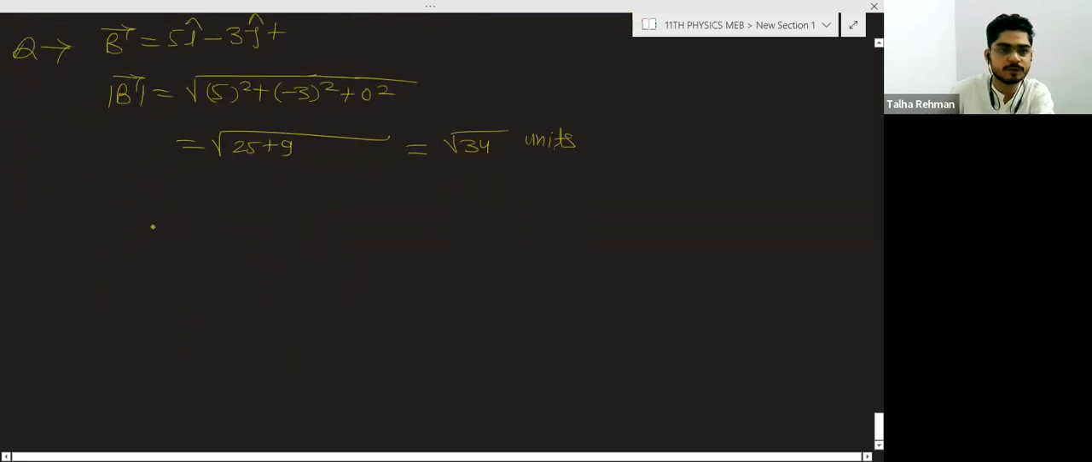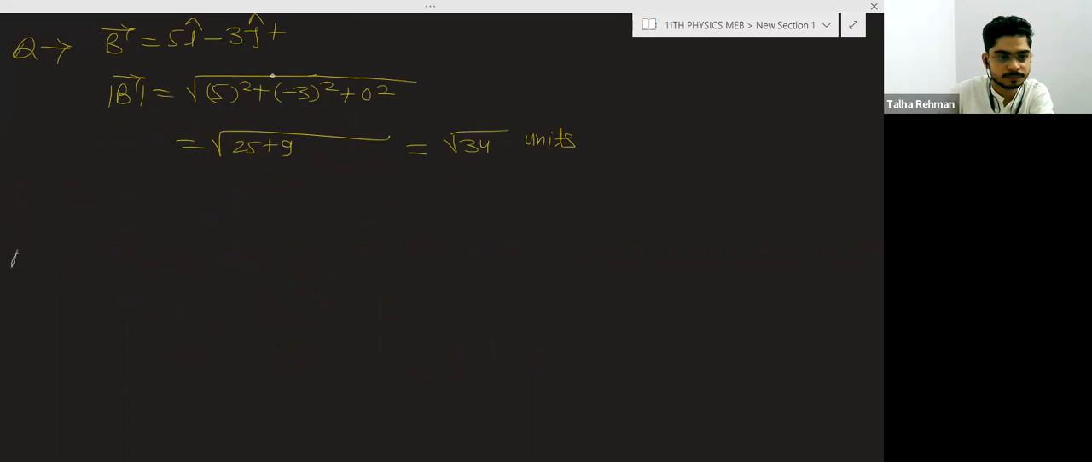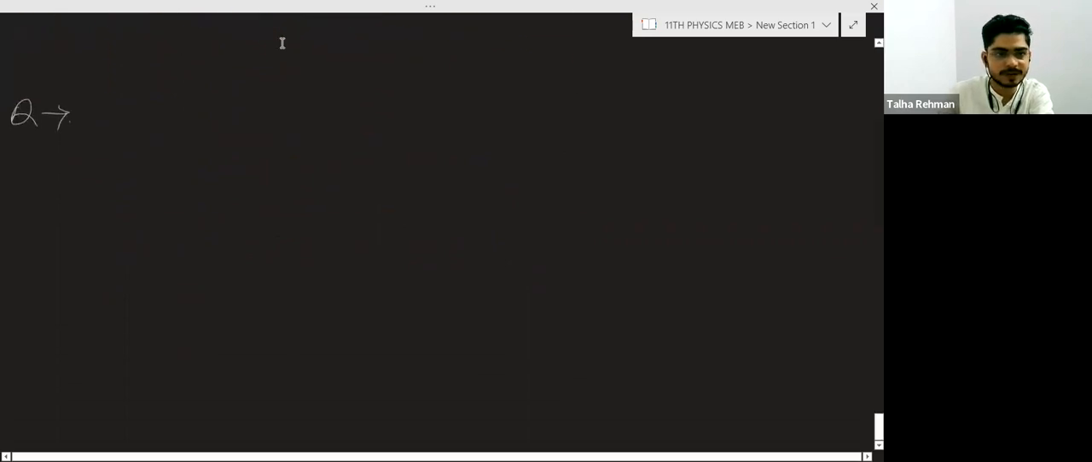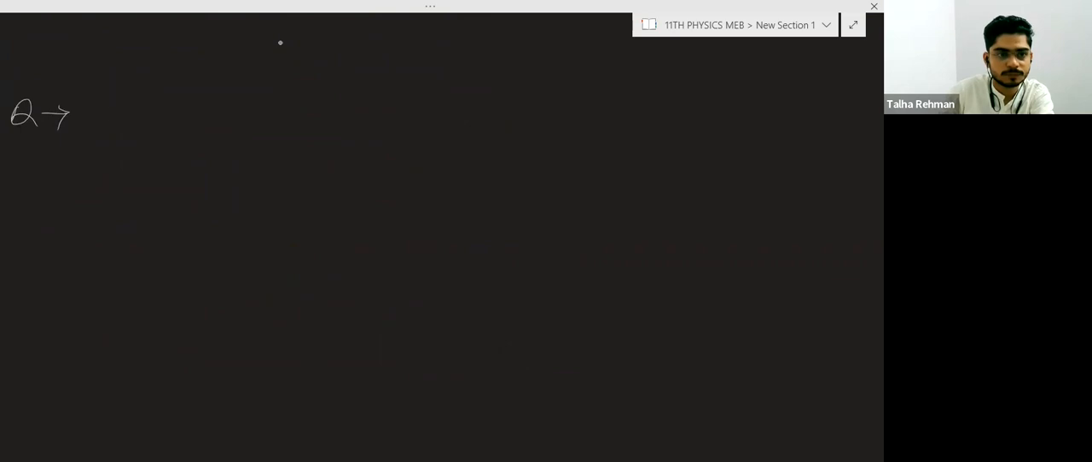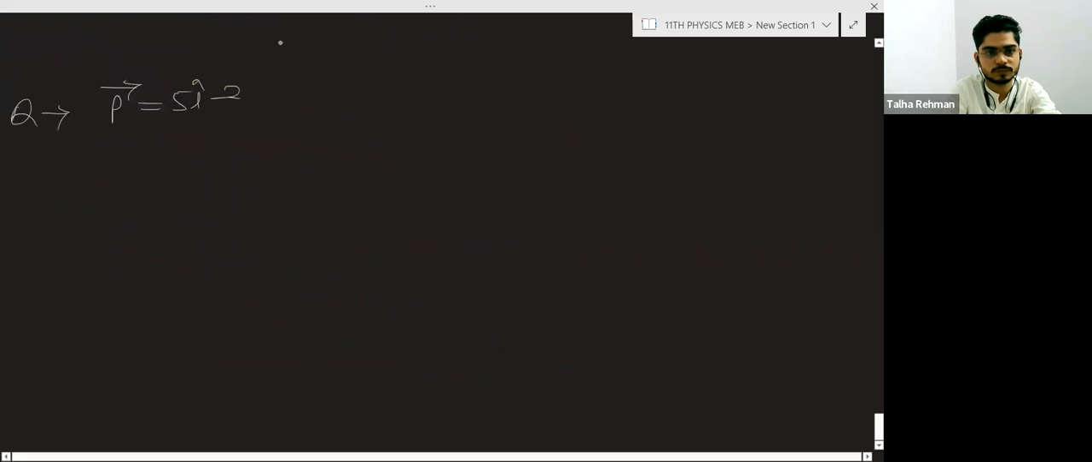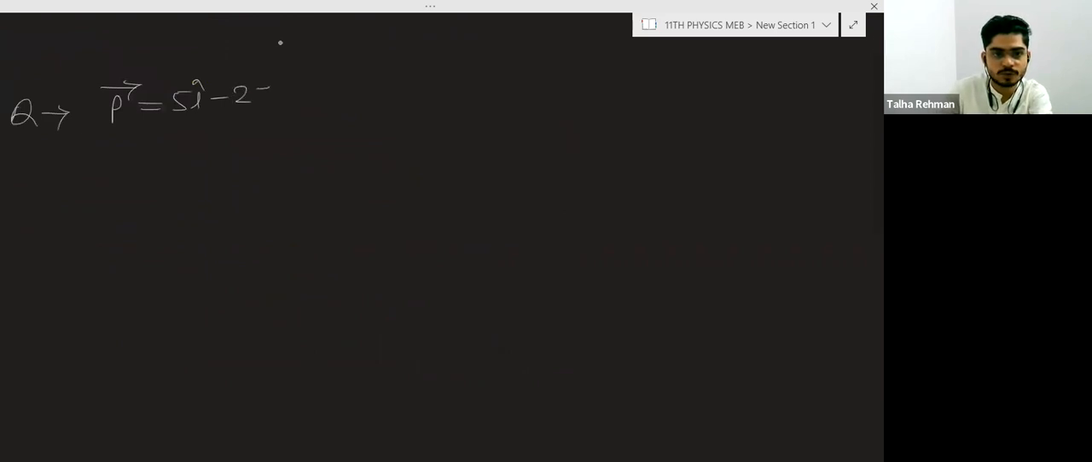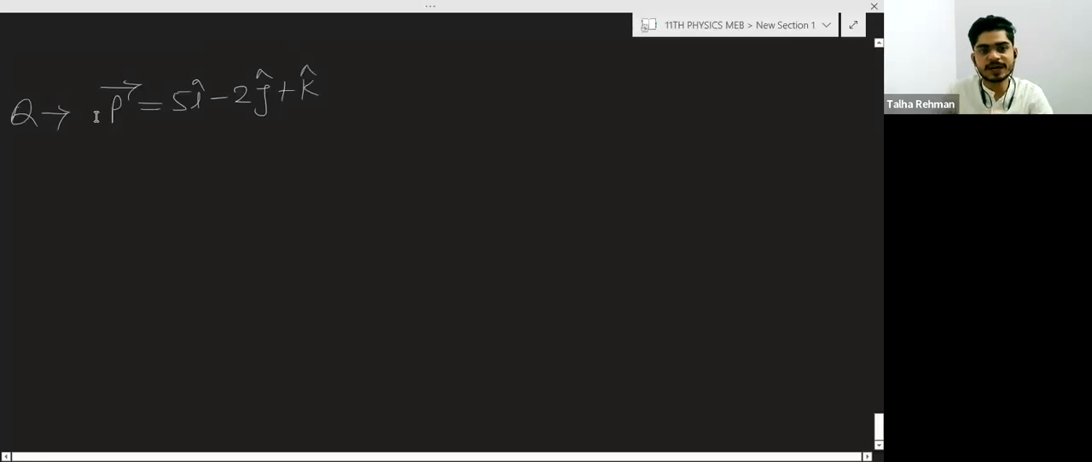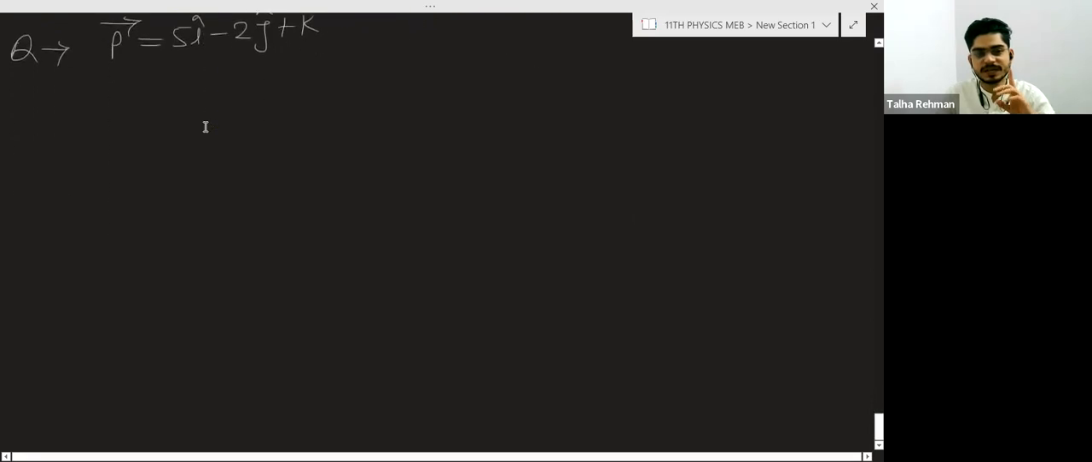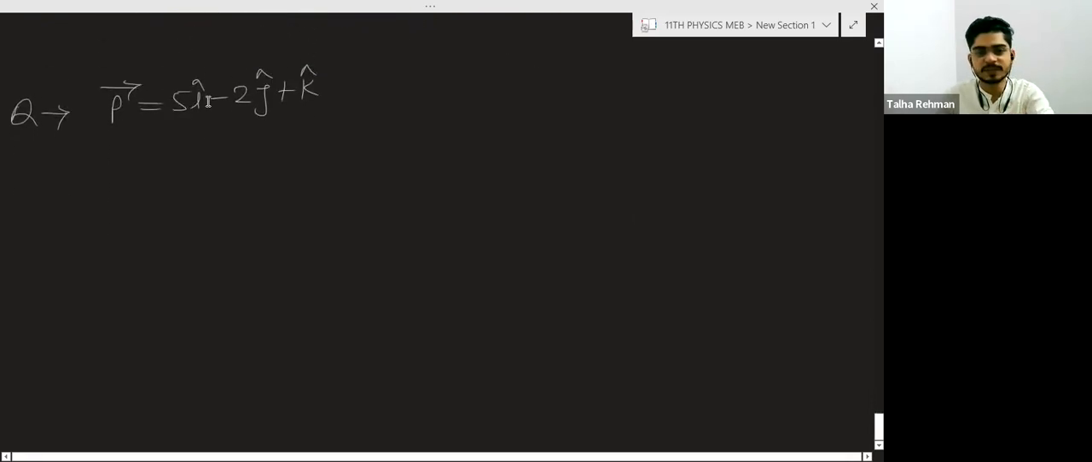Okay, taking one question. A vector is given as p vector, suppose 5 i cap minus 2 j cap plus k cap. This is the vector given. And what is this form? This is Cartesian form. Whenever the vector is represented in the form of i, j, k, that form is the Cartesian form. So no problem, the vector p is given.